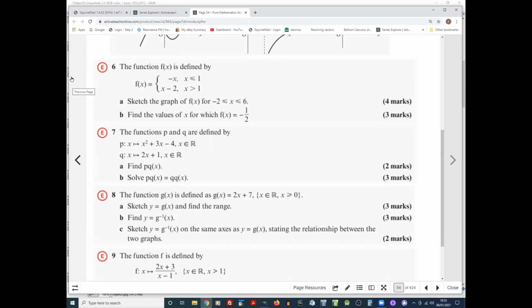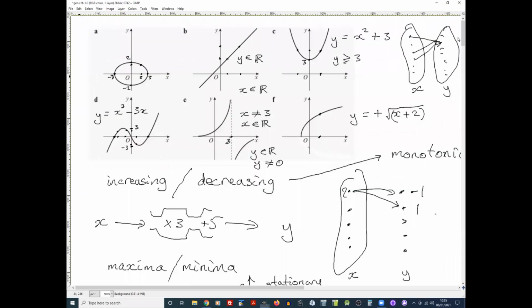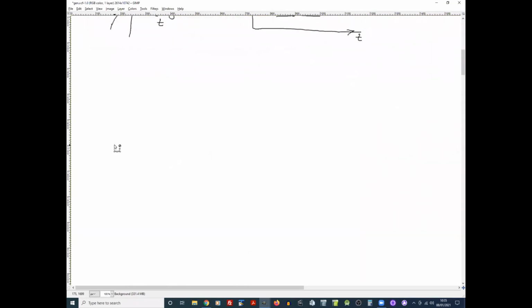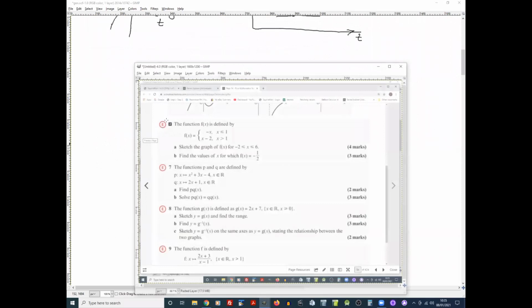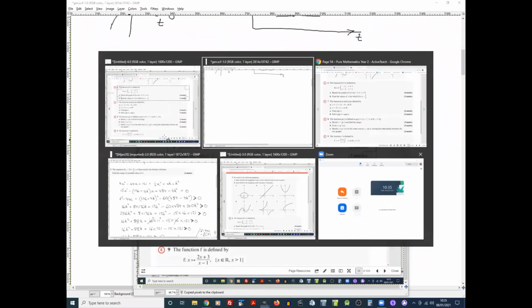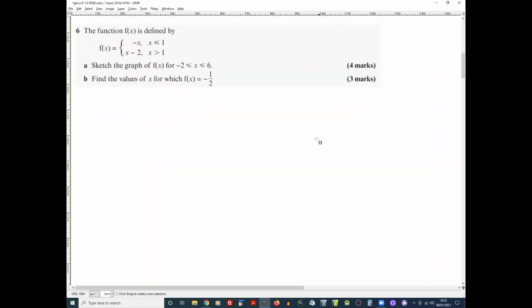Should we do this one? Do you want to do number 6? Yeah, I'll give it a go. I'm not sure how relevant it is to what you meant by functions, but it probably is. Let's do that. So let's sketch the graph. So f of x.